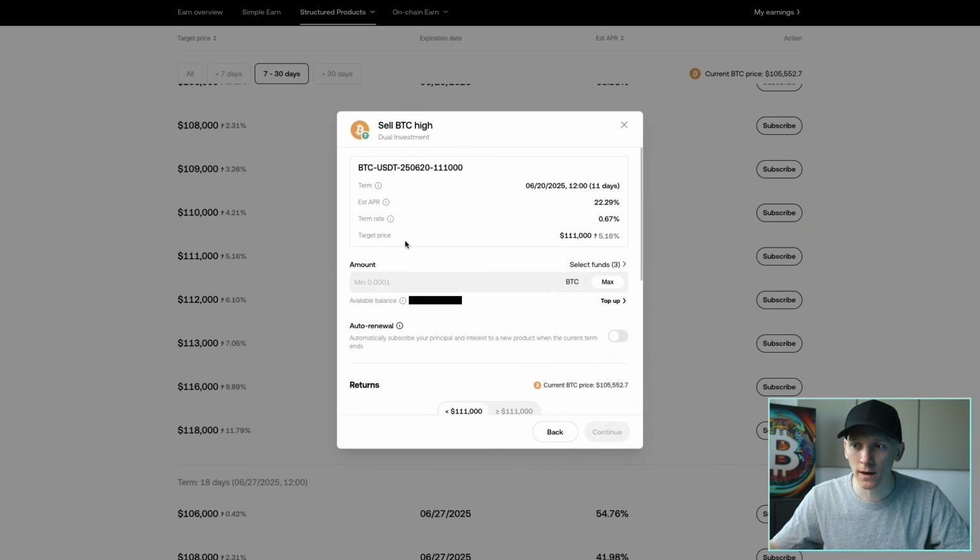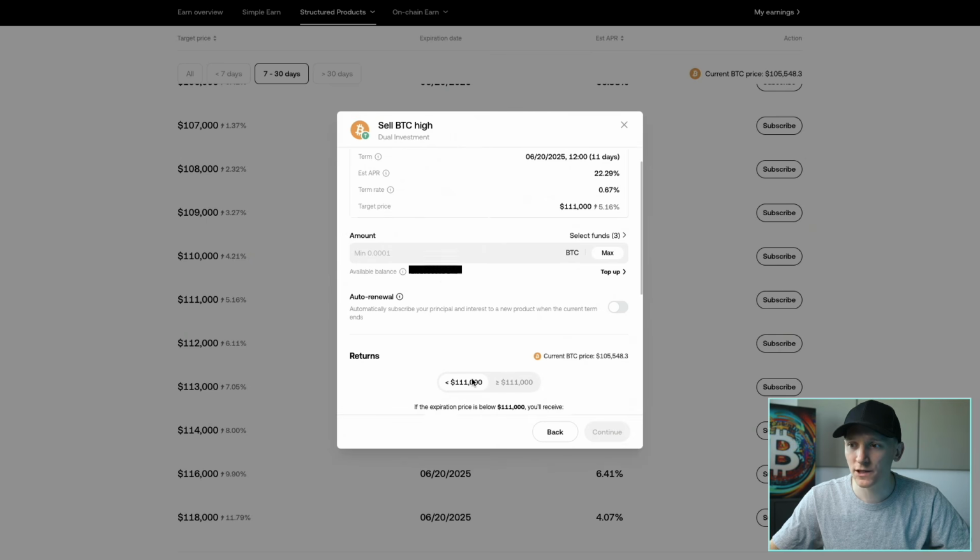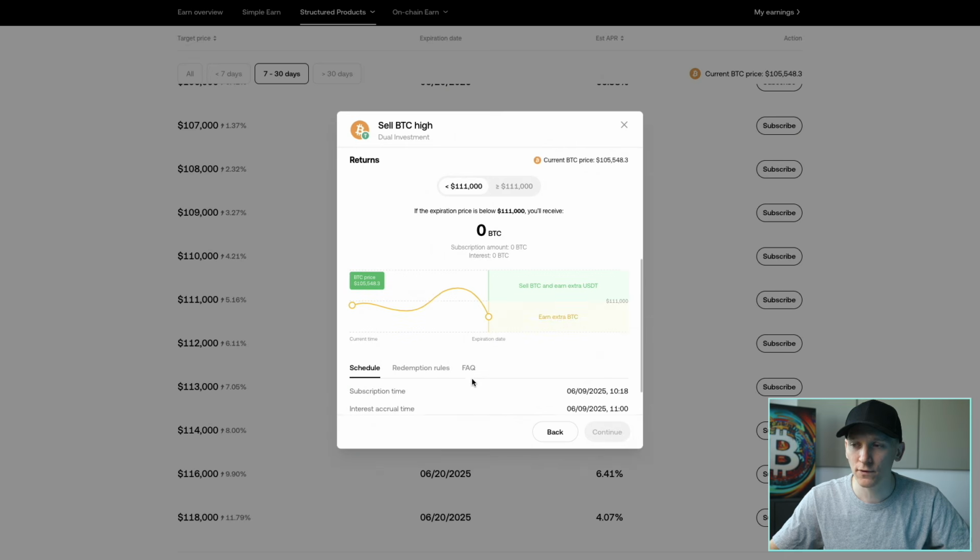Now, because we're selling high here, and this is a covered call strategy, it's covered because we have the Bitcoin already, and if they do exercise the option, we're covered because we can deliver the Bitcoin. So put any amount that you want to trade in here, and then from there, we can actually easily see the payoffs and the returns.